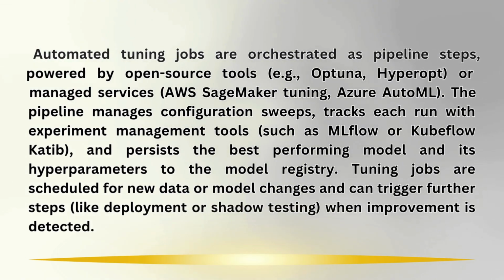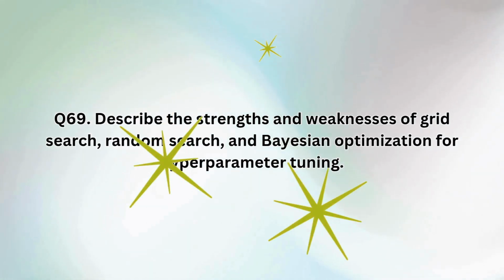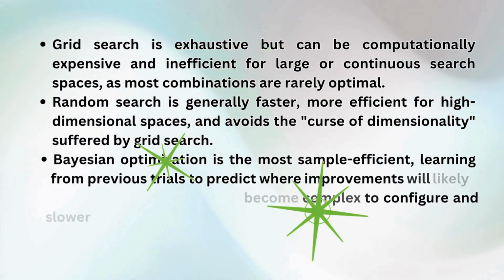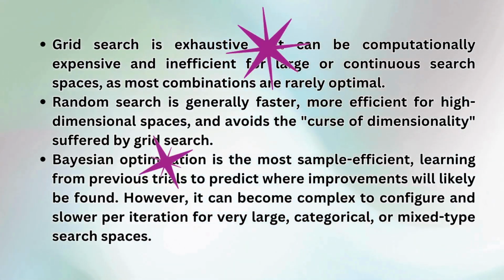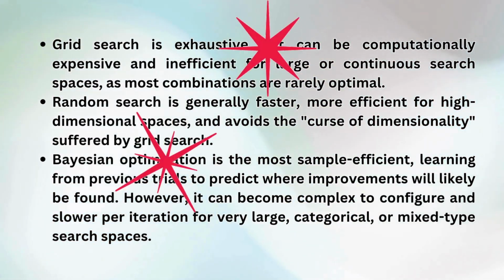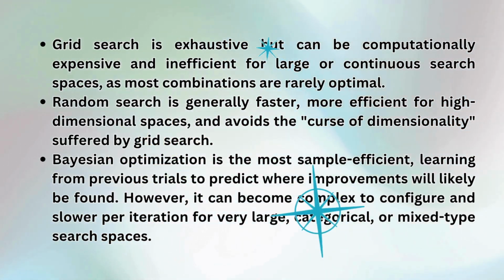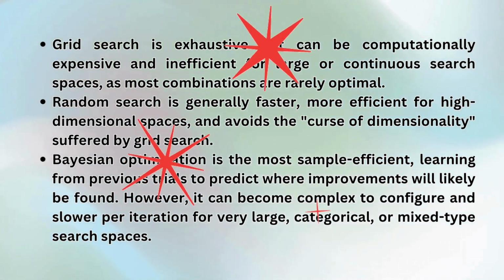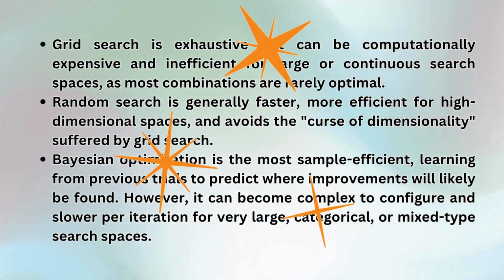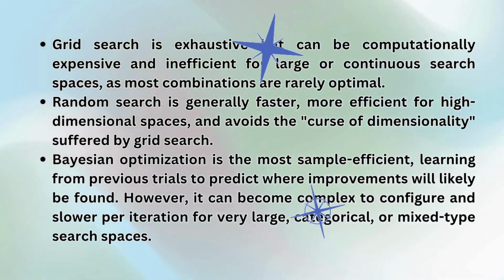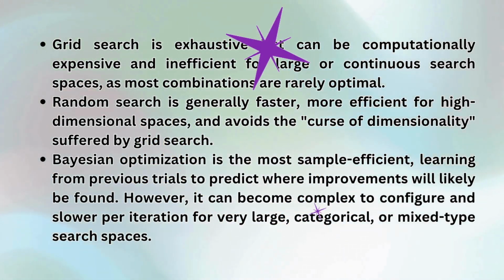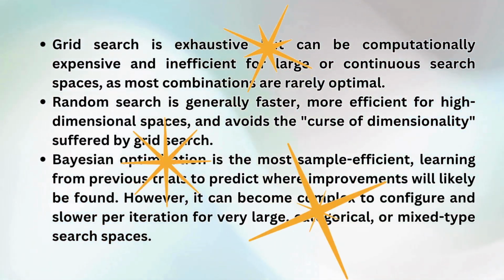when improvement is detected. Describe the strengths and weaknesses of grid search, random search, and Bayesian optimization for hyperparameter tuning. Grid search is exhaustive but can be computationally expensive and inefficient for large or continuous search spaces, as most combinations are rarely optimal. Random search is generally faster, more efficient for high-dimensional spaces, and avoids the curse of dimensionality suffered by grid search. Bayesian optimization is the most sample-efficient, learning from previous trials to predict where improvements will likely be found. However, it can become complex to configure and slower per iteration for very large categorical or mixed-type search spaces.